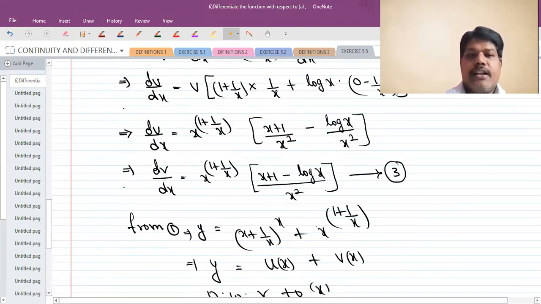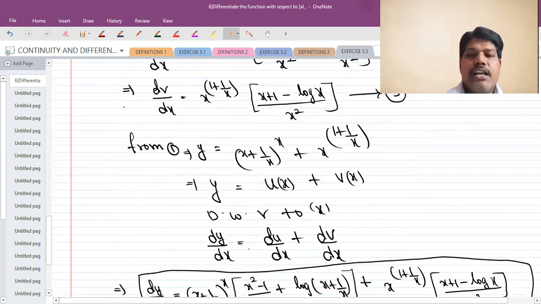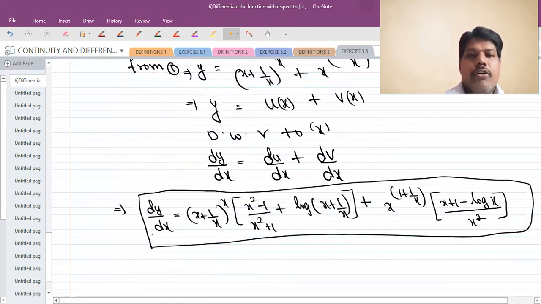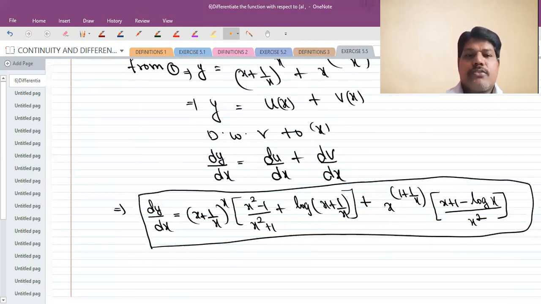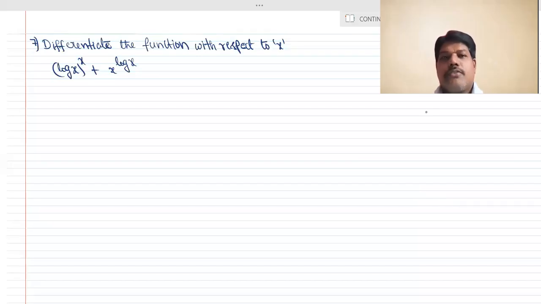After getting this equation, take y from equation number 1, where this is the u and this is the v. Apply the derivative, and it becomes dy by dx is equal to du by dx plus dv by dx. Then in the place of du by dx, substitute the value from equation 2, and for dv by dx take equation number 3 and substitute this value here. Then finally you will get dy by dx. So see that question, students, and practice that question. See the next question.